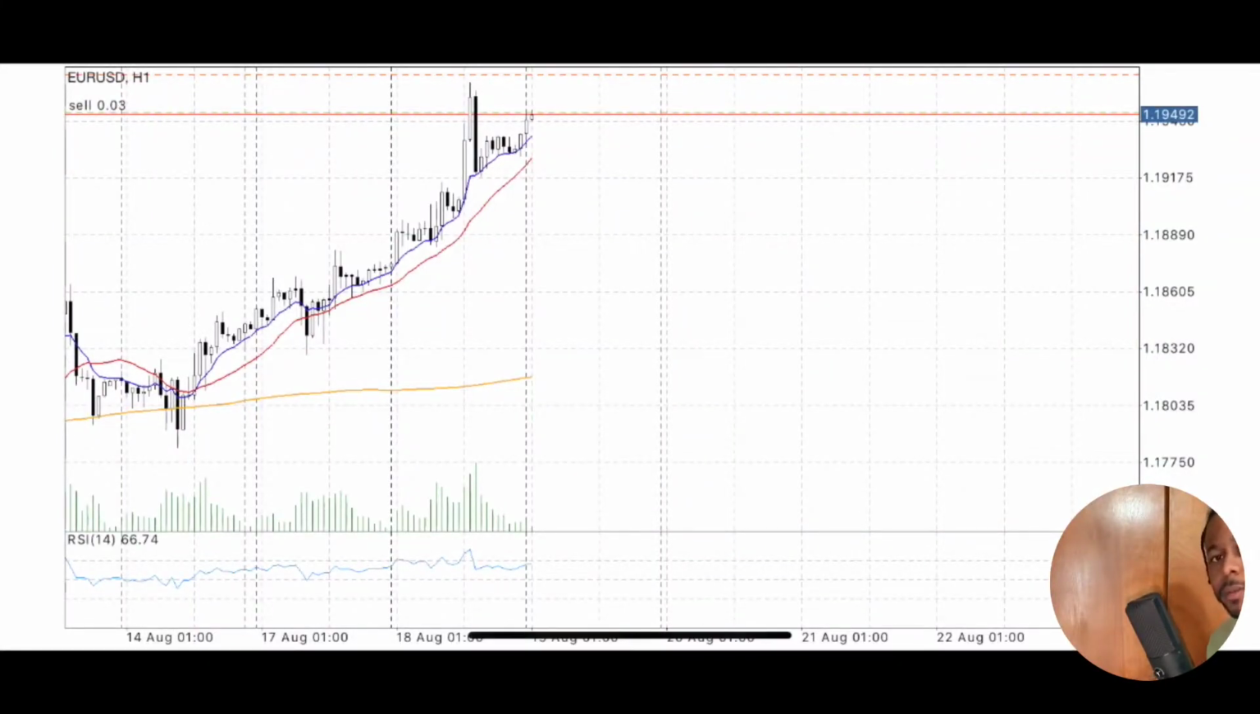Now, I picked this pair because it's a very popular pair that a lot of people like to trade. So I want to go ahead and show you my breakdown as to why I entered a really profitable trade and what my thought process was behind this pair.